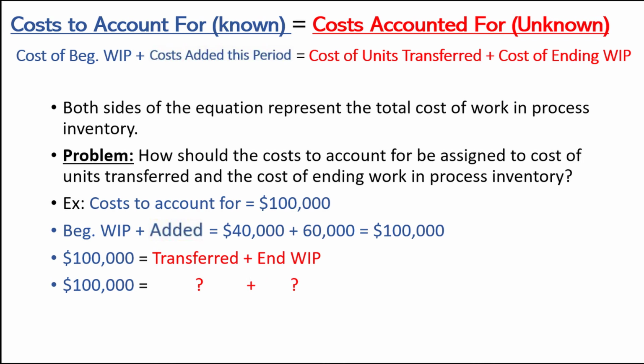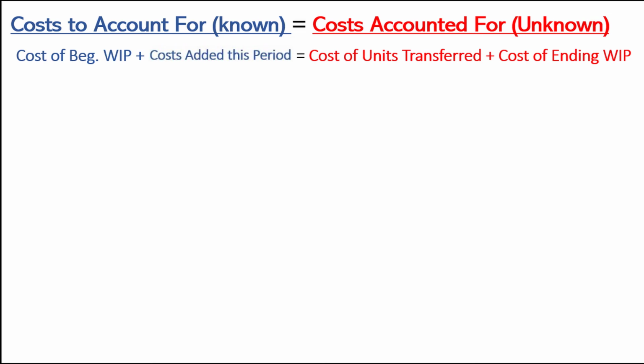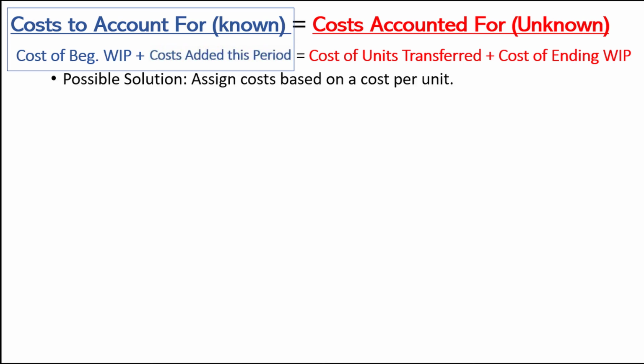That is the goal of the process cost summary, to determine how the costs to account for should be split between the units transferred and the ending work in process inventory. Now you might be thinking, this doesn't sound like that hard of a problem. Since the cost to account for can be expressed in units, let's just find the cost per unit based on the costs and units to account for, which can be applied to the units accounted for. That's actually exactly what we do, but there's one small problem.